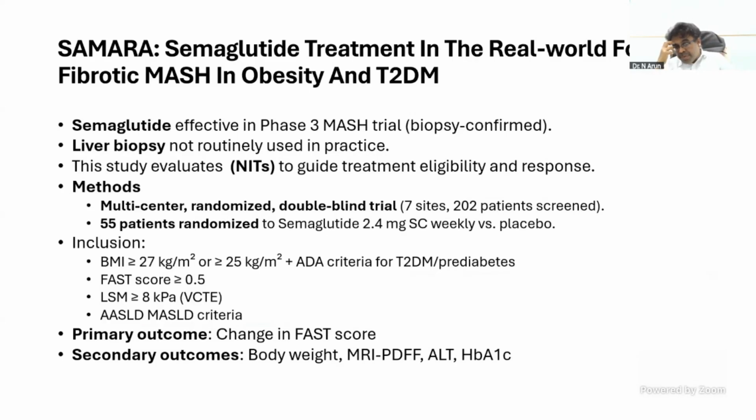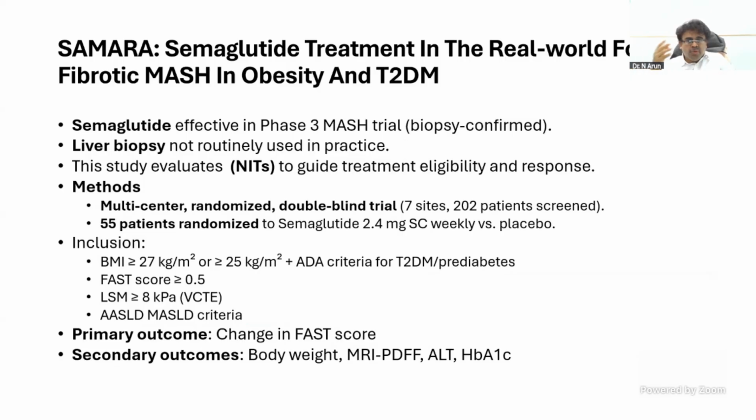So this is another paper based upon Samara, a phase 3 randomized trial, and even ESSENCE is a phase 3 randomized trial. When you use this, the inclusion criteria include your BMI, your FAST, which means your FibroScan-AST scoring system, and your liver stiffness, if it is more than 8, and all these criteria. The primary outcome is the change in your FAST score, along with secondary outcomes: your MRI-PDFF, which means proton density fat fraction, along with ALT and HbA1c.